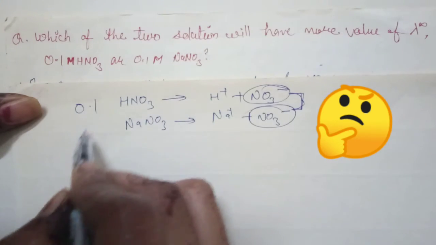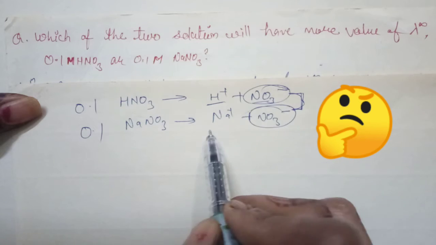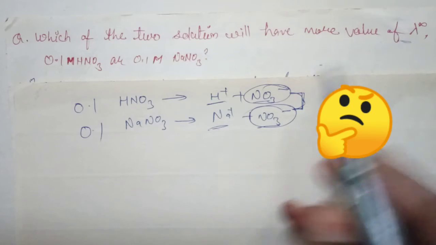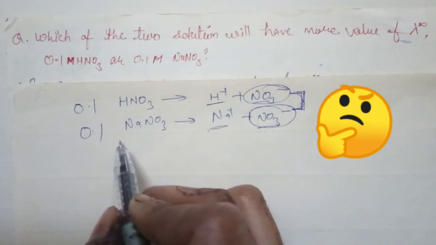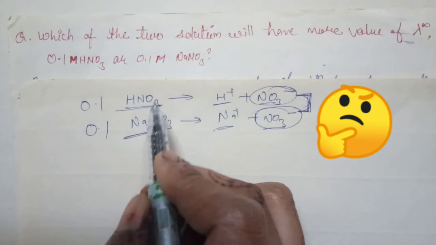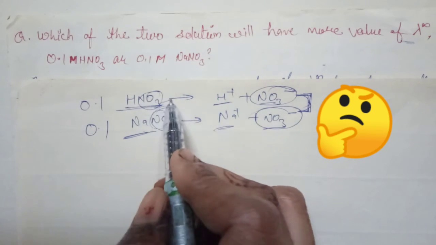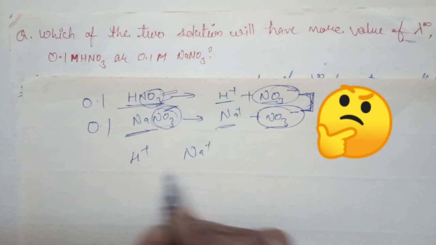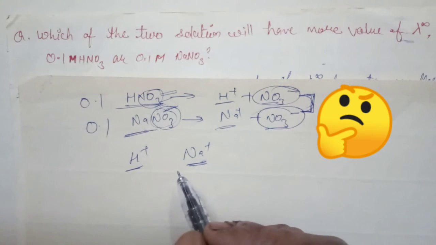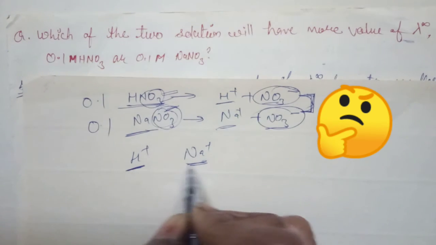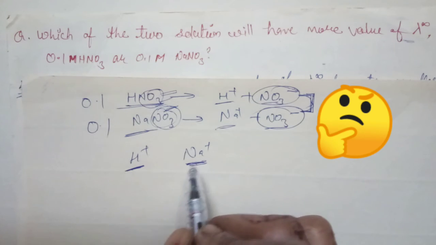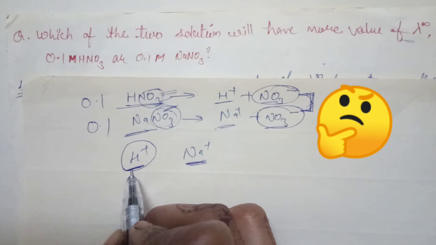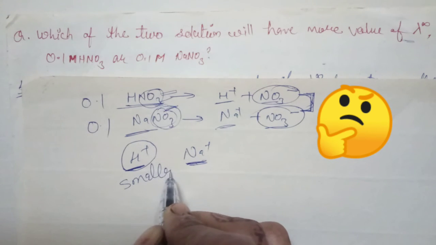Okay, concentrations are the same, means the number of ions is also the same. Then which factor affects the value of lambda infinity of these two electrolytes, HNO3 and NaNO3? NO3 is common, so there is no effect from it. But H plus and Na plus ions, number of ions same, but the mobility or size of H plus and Na plus are not the same. The H plus ion is smaller in size.